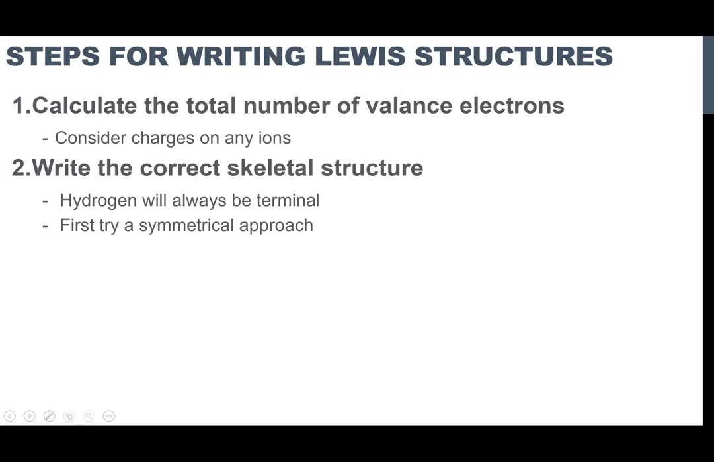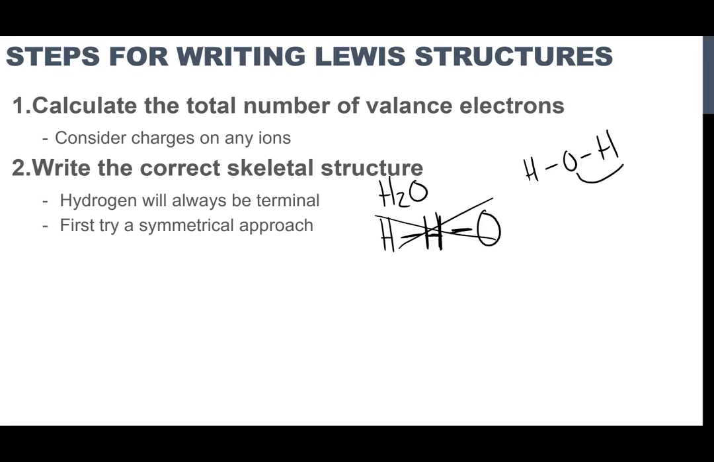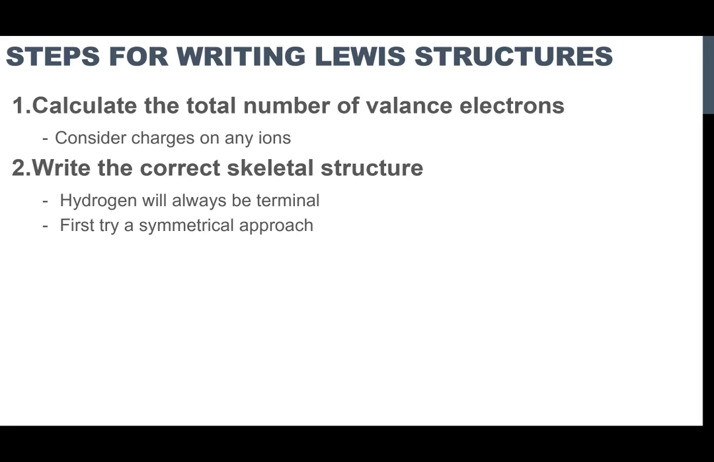What do we mean by terminal? You'll never find hydrogen in the middle. So let's say we've got H2O, right? You'll never see something like this, where hydrogen's in the middle. Why not? Well, hydrogen wants a duet. And if hydrogen's in the middle, how many electrons does this hydrogen in the middle have? He has 1, 2, 3, 4. Yeah, that's never going to happen. So you will always see hydrogens as terminal or on the outside here. Okay. So symmetry, hydrogens are terminal.